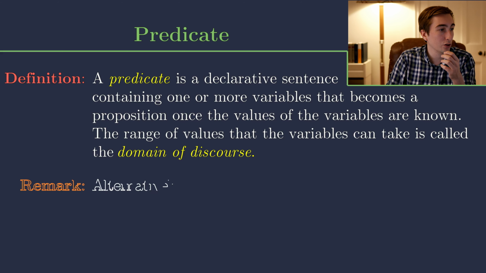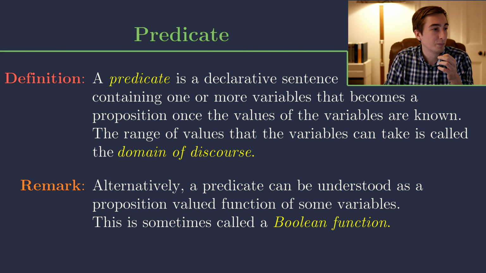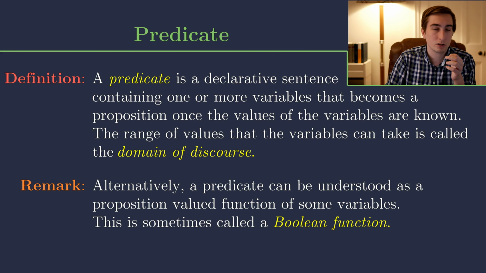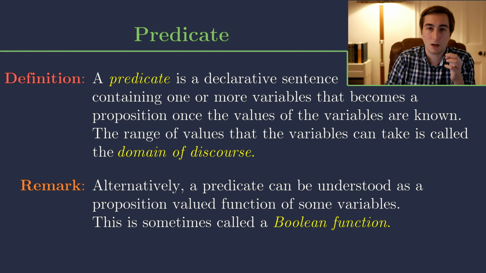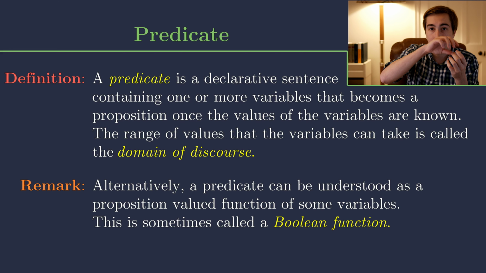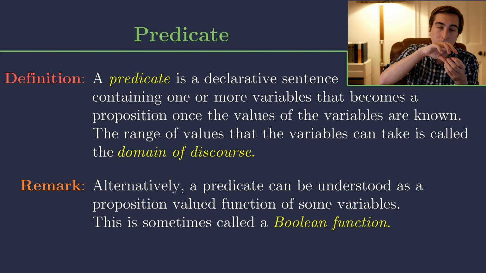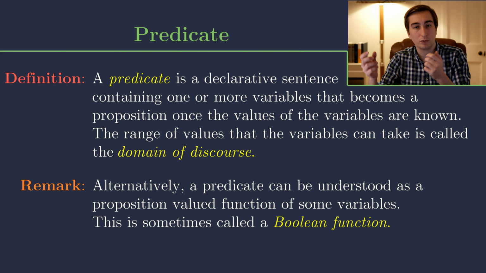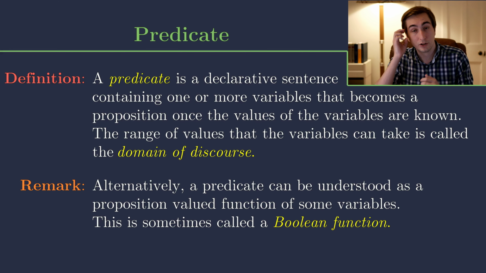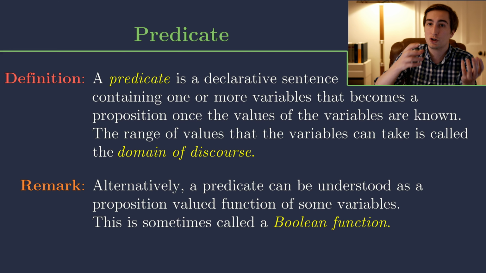Another way, as I said a minute ago, that we can think of a predicate is as a proposition-valued function. When I put values into it, it gives out a specific proposition, and this is sometimes known as a Boolean function. You can also think of this as a function from some variables to the values true and false. When I put in particular values for those variables, it either maps to true or it maps to false. So this is quite different to a propositional variable, where I put propositions in. Predicates can run over much more general domains of discourse.